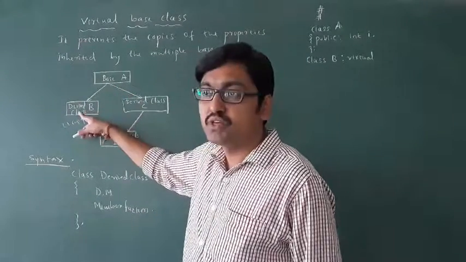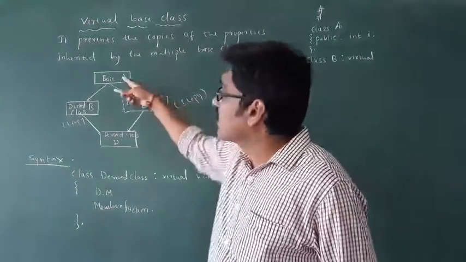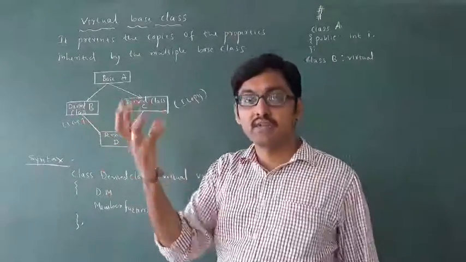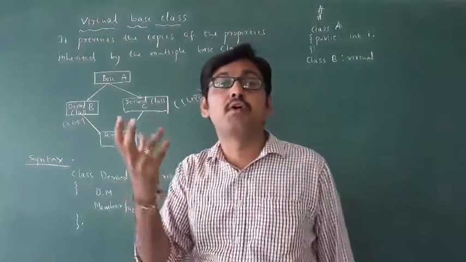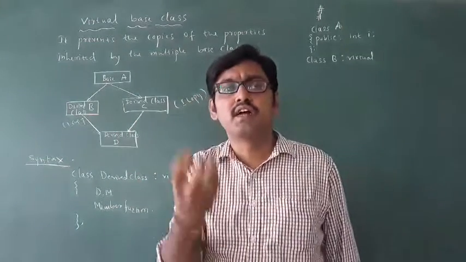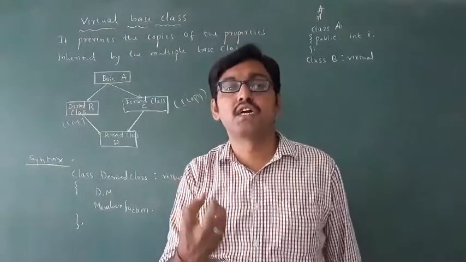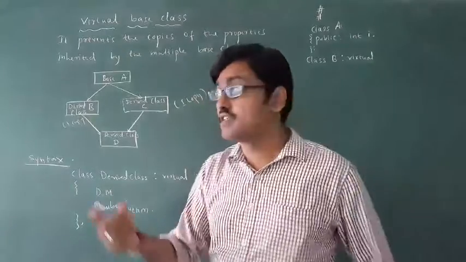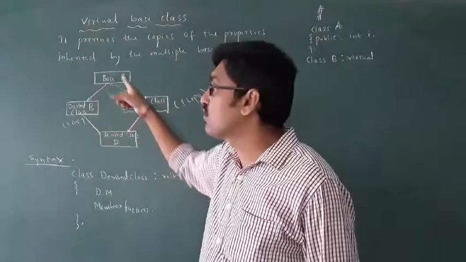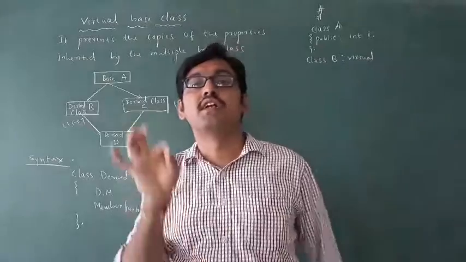One copy of the base class comes to C also. B and C are the derived classes which take the properties from A, that is, data members and member functions. The base class gives all the properties to B and C. That's why it is called the base class, and B and C are the derived classes.